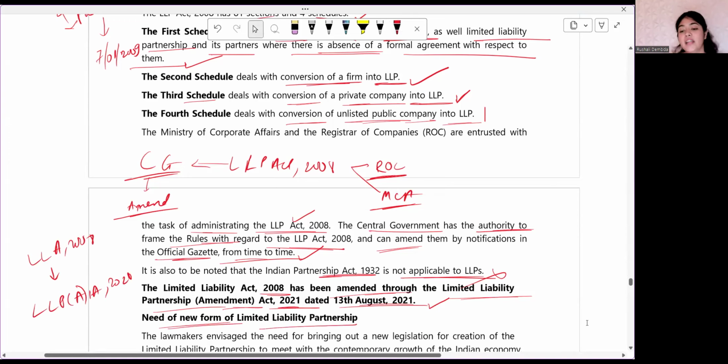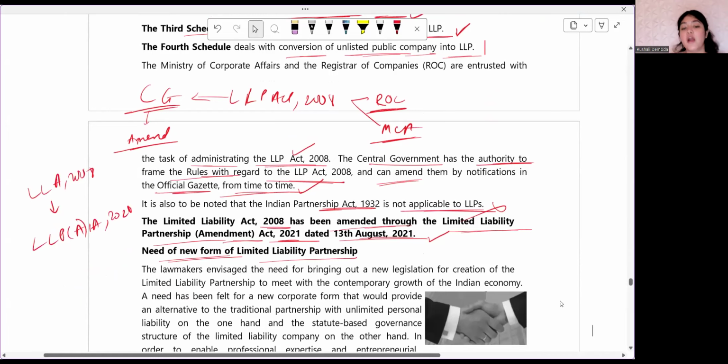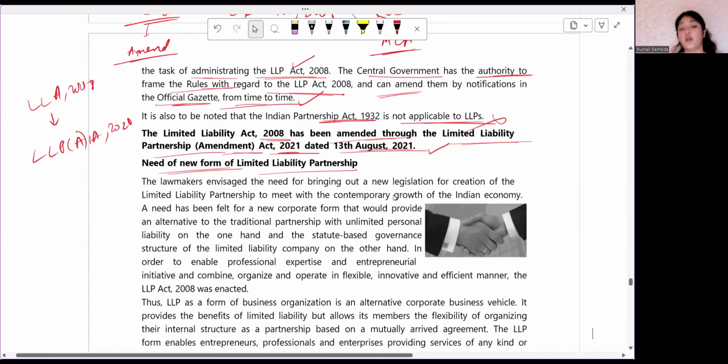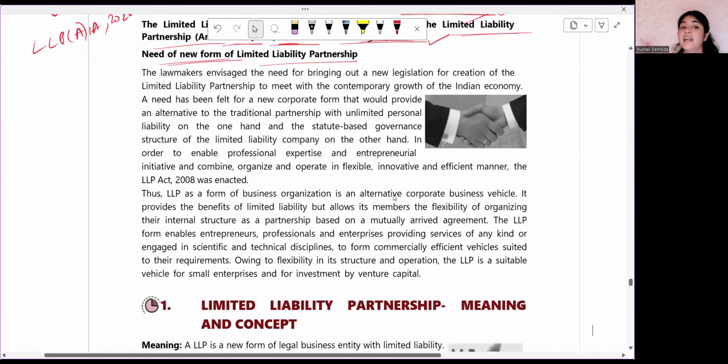Lawmakers envisaged the need of bringing out a new legislation for creation of limited liability partnership to meet the contemporary growth of the Indian economy. Indian economy is dynamically growing. So for that, the lawmakers thought there should be a separate limited liability partnership act where the partners are willing to take interest in it rather than making a company, because in a company your liability is limited. Similarly, they thought if we make something in the partnership, people will try to get more involved in the LLP Act. That is why the lawmakers envisaged the need for bringing out new legislation to meet the contemporary growth of the Indian economy.